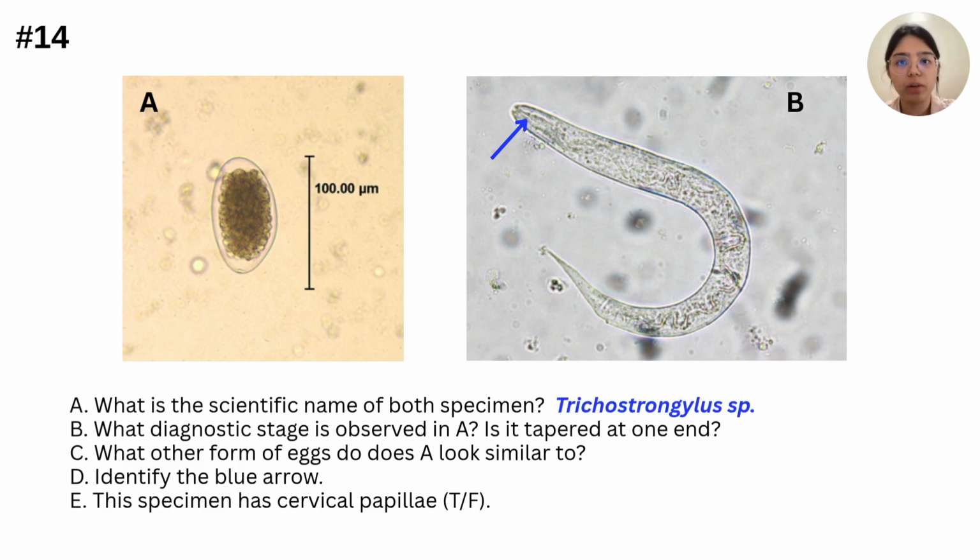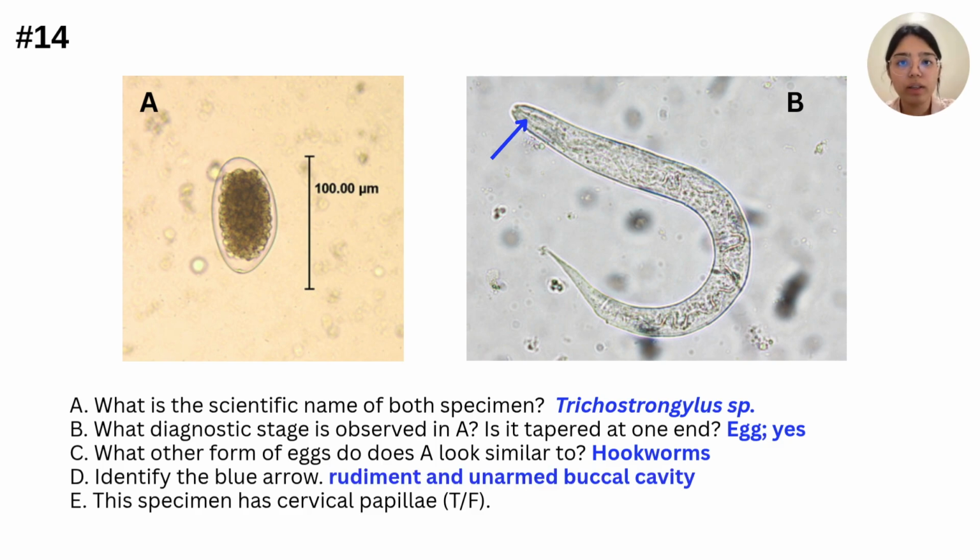The specimen is Trichostrongylus sp, an intestinal nematode that primarily affects herbivorous animals such as sheep and cattle, although humans may become accidental hosts. The diagnostic stage observed in A is the egg, which is thin-shelled and elongated, and it is tapered at one end, a feature that helps in microscopic identification. These eggs resemble hookworm eggs, although Trichostrongylus eggs are typically slightly larger and more elongated.